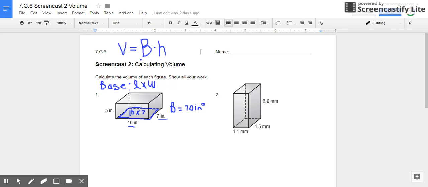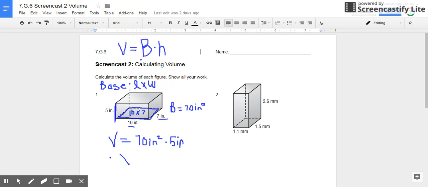So looking back at the formula, volume equals the area of our base. The area of our base was 10 times 7, which was 70 inches squared. And we're going to multiply 70 inches squared by our height. The height of your prism is how tall the prism is standing. If we look right here, it is 5 inches tall. So 70 times 5 inches is going to give us our volume.